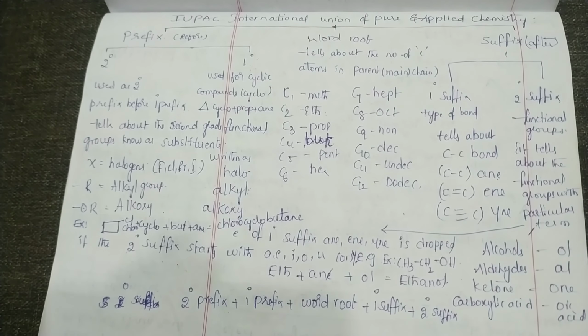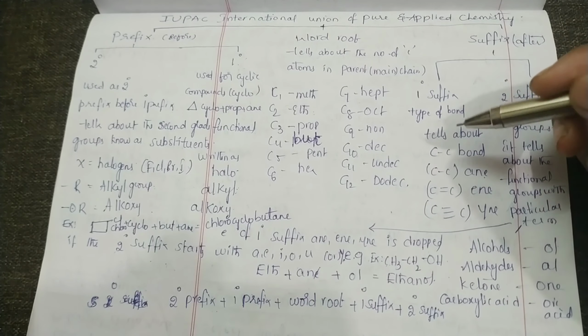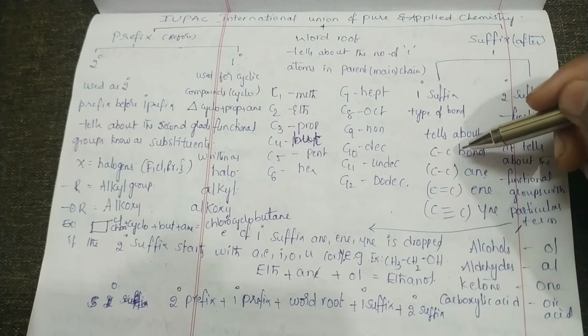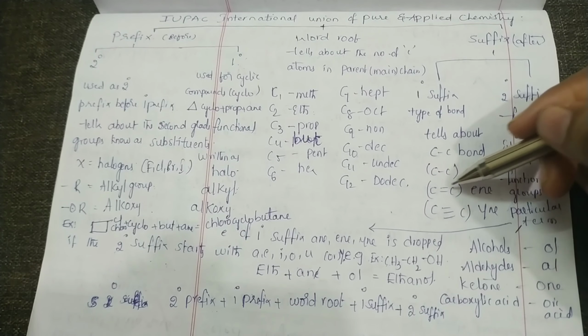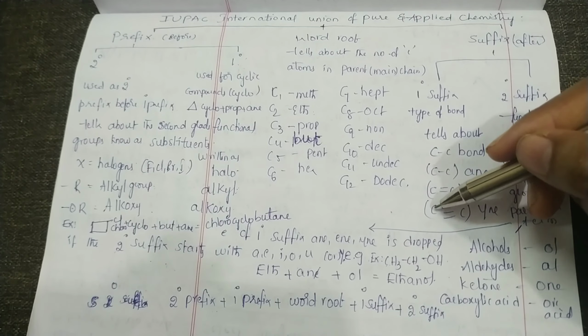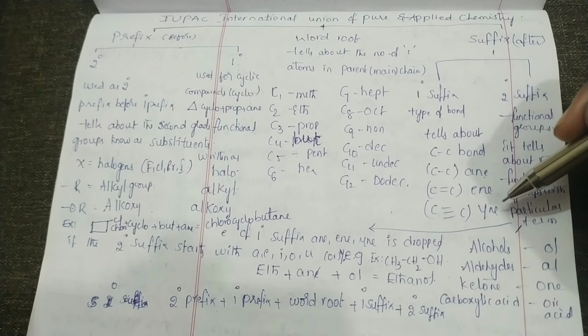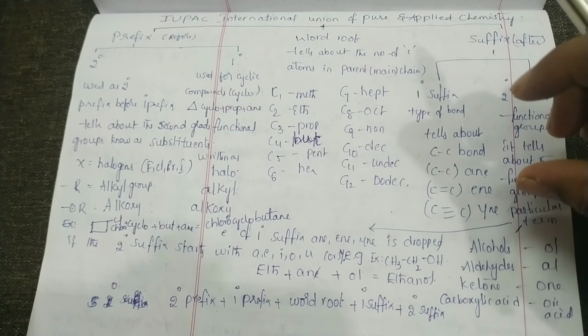Next, coming to suffix. Suffixes are primary suffix and secondary suffix. Primary suffix tells about the type of bond. If a single bond is present between the carbon-carbon bond, then we use ane. If a double bond is present between the carbon-carbon bond, then we use ene. If a triple bond is present between the carbon-carbon bond, then we use yne. That means it tells about saturated or unsaturated.